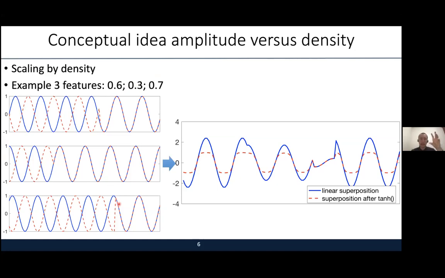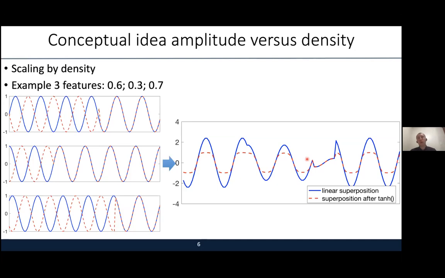And then once again, we superimpose the sine waves together, and we apply a nonlinearity, let's say tanh. And the red curve then would be our activation in the case when we do scaling by density instead of scaling by amplitude. And this is the main conceptual idea of this topic.